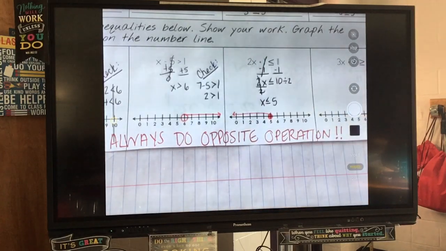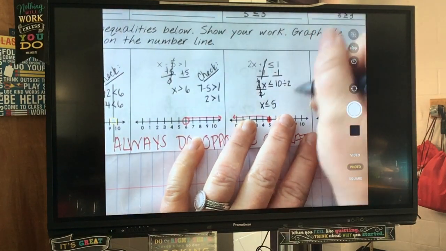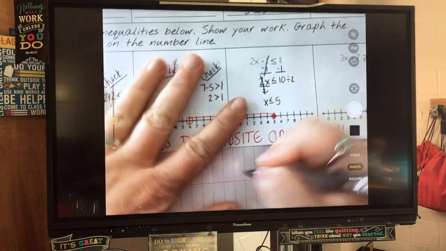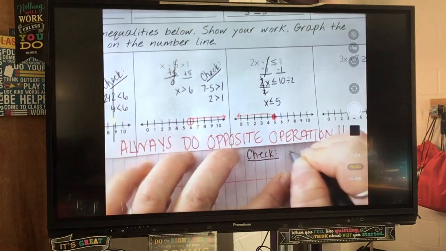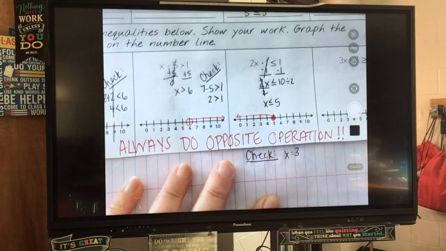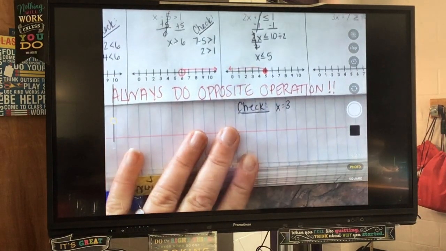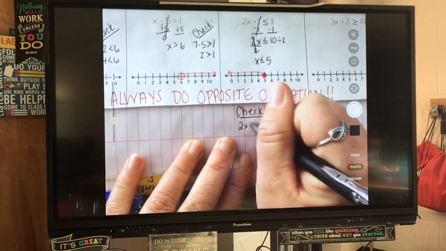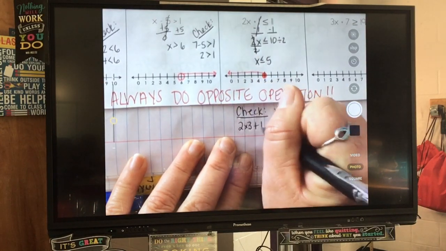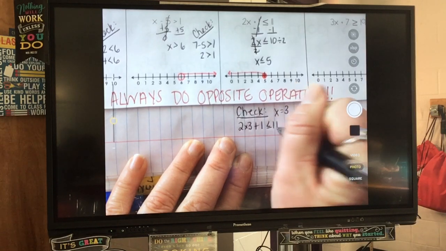Alright, Joe. 3. 3? Alright, so we're gonna do it down here. So our check, we're saying that x equals 3, right? That's what you told us? So I am simply going to plug in 3. So I'm gonna do 2 times 3 plus 1 is less than or equal to 11.